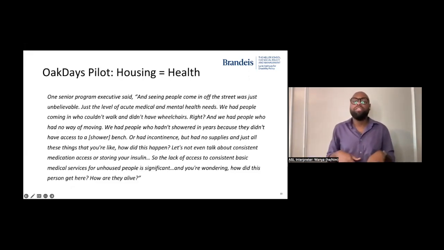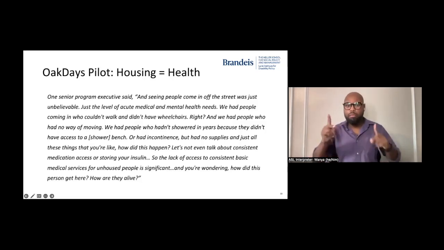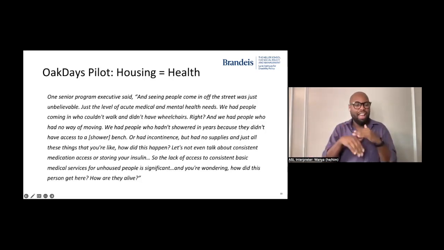So this person said that seeing people come in off the street was unbelievable. Just the level of acute medical and mental health needs. We had people coming in who couldn't walk, didn't have wheelchairs. We had people who had no way of moving. We had people who hadn't showered in years because they didn't have access to a shower bench or had incontinence but had no supplies. And all of these things just like that. How did this happen? Let's not even talk about consistent medication access or storing your insulin. So the lack of access to consistent basic medical services for unhoused people is significant. And you're wondering, how does this person get here?